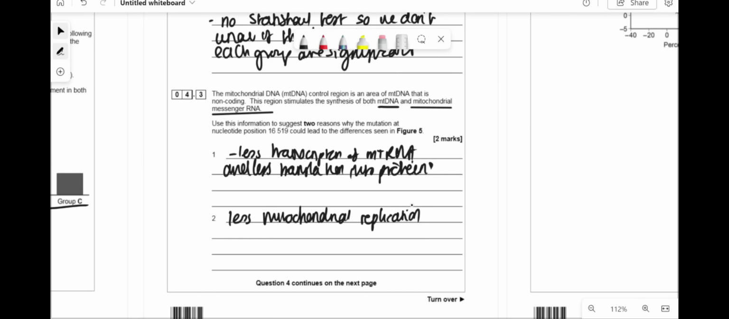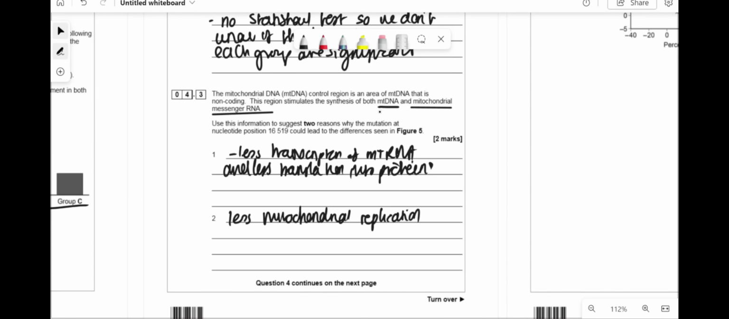This question's testing your knowledge of what the hell things do, basically. Messenger RNA is going to be involved in transcription and translation. It's going to be involved in making proteins. Mitochondria and everything in your body needs proteins to work, like enzymes and structural stuff. So if there's a difference in the amount made, there's obviously going to be less protein, so the mitochondria is not going to be able to do as much work. It's not going to respire as well.